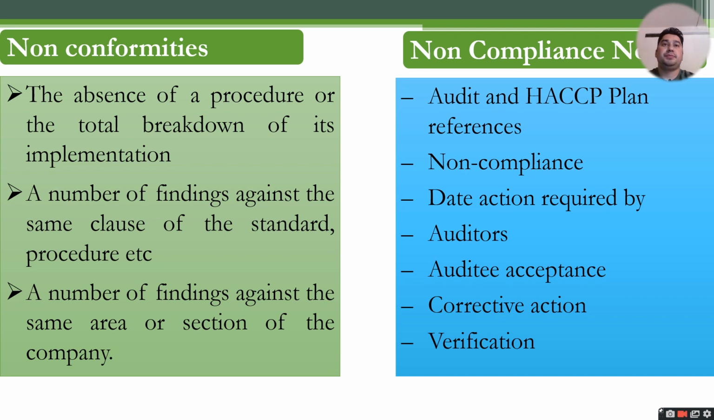After that, we have the non-compliance note. Audit and HACCP plan reference, non-compliance, date, action required by auditors, auditee acceptance, corrective actions, and verification. Whenever you are raising any NCR, it should have the audit and HACCP plan reference. The non-compliance should have the date and action required by auditors, and the auditee should accept it. The NC, corrective action and the verification should be there for the NCR.